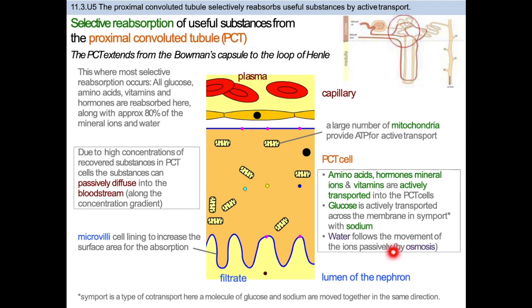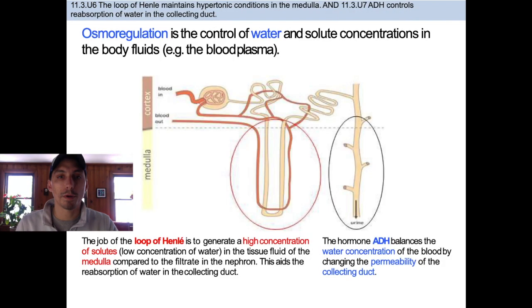And then water is going to follow by osmosis, and we all know osmosis, the diffusion of water from an area of low solute concentration to an area of high solute concentration across a partially permeable membrane. So the water is just going to follow the movement. As all these substances move towards the blood, water is going to follow them. Once I leave the proximal convoluted tubule, I am now in what is known as the loop of Henle.